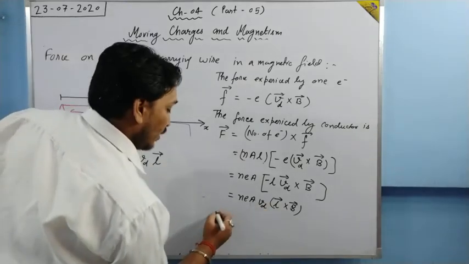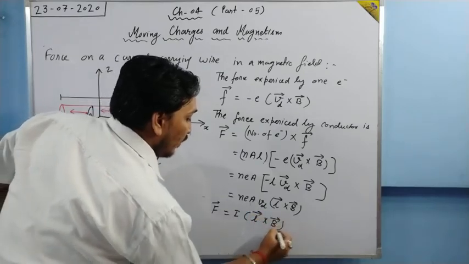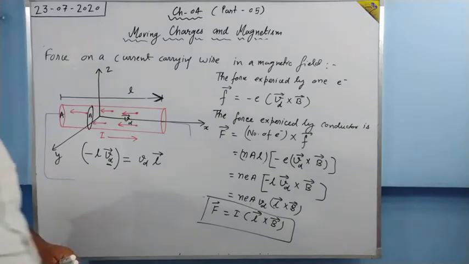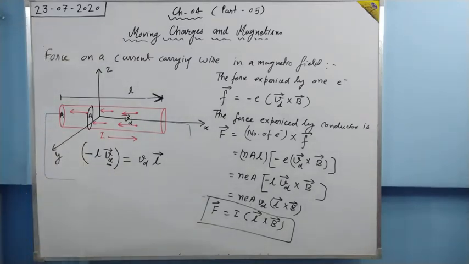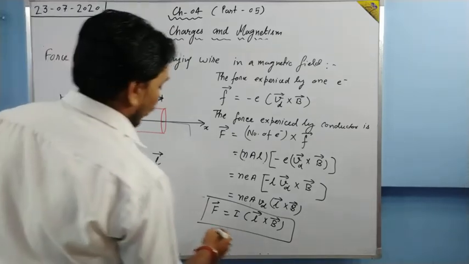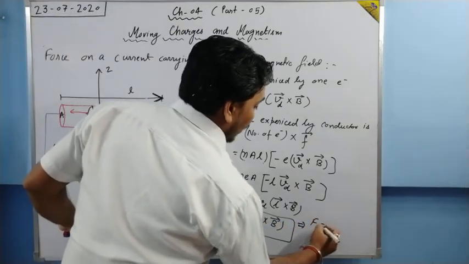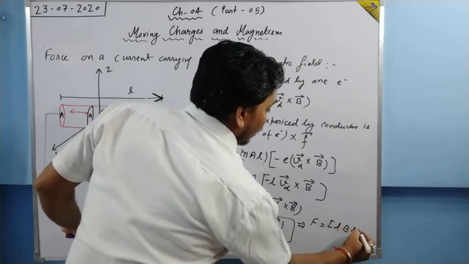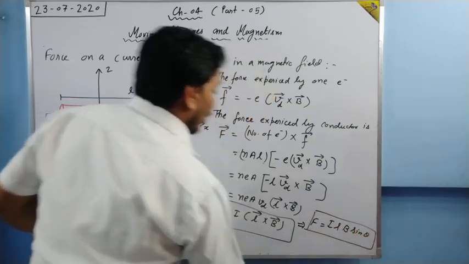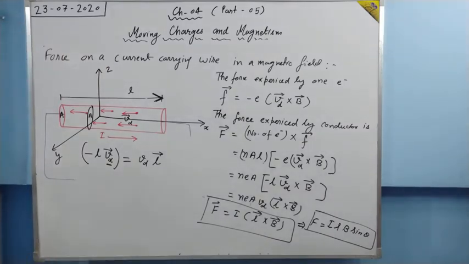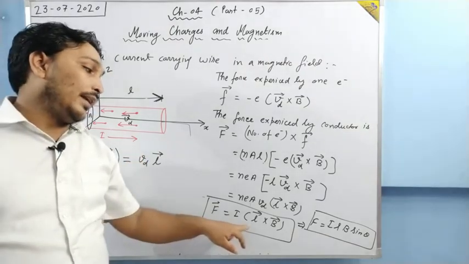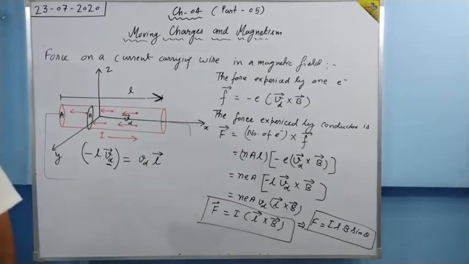nEA Vd is the current I, so F equals I L vector cross B vector. This is the force experienced by a current carrying conductor kept in a magnetic field. Or if we write only the magnitude, then F is equal to ILB sin theta. Don't learn it like IBL; learn it as ILB sin theta, because from ILB sin theta you will remember I L vector cross B vector, and confusion will not be there.